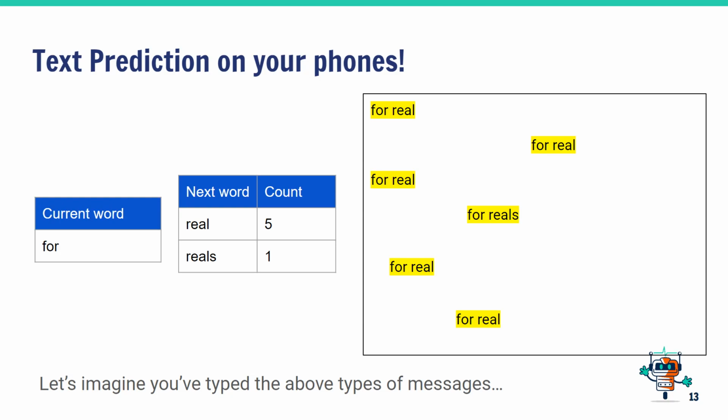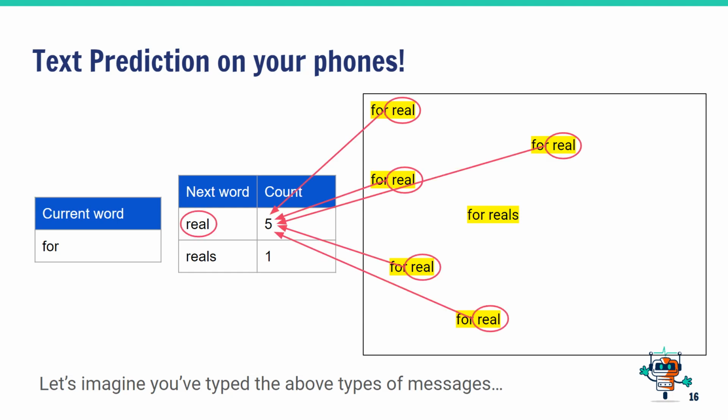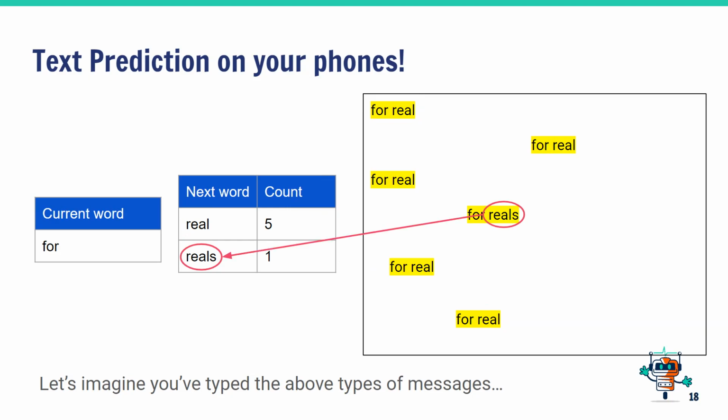And what we're going to do is form a little table where we're going to count all the pairs of words where the first word is for, and we're going to count all the different types of words that come after the word for. So we have real, and there's 5 of those, and we have reals, and there's only 1 of those. So that's our first bigram.